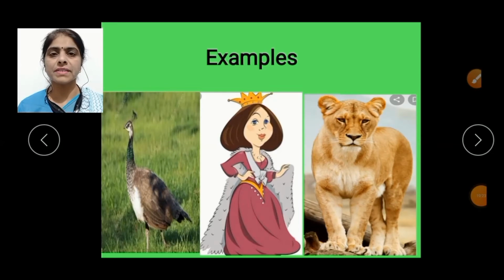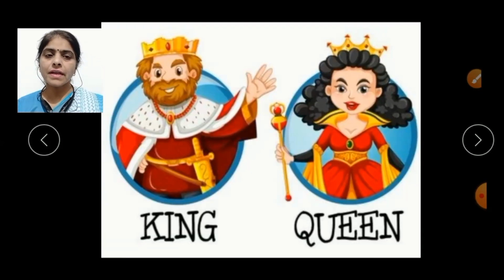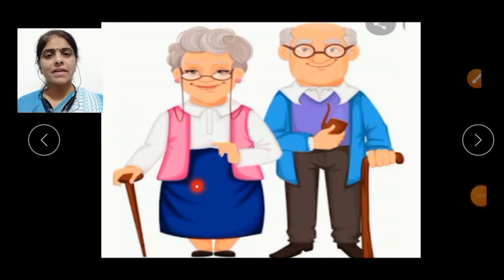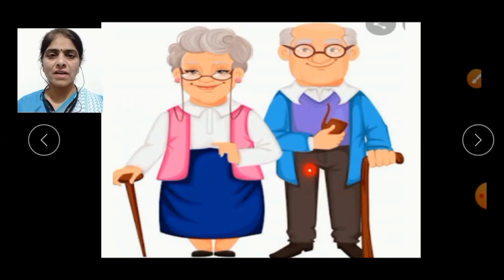Now let's have some examples of masculine and feminine gender together. Here, king. King refers to male. So he belongs to masculine gender. And queen. Queen refers to female. So she belongs to feminine gender. Here, grandmother. Grandmother is female. So she belongs to feminine gender. And here, grandfather. Grandfather is male. So he belongs to masculine gender.